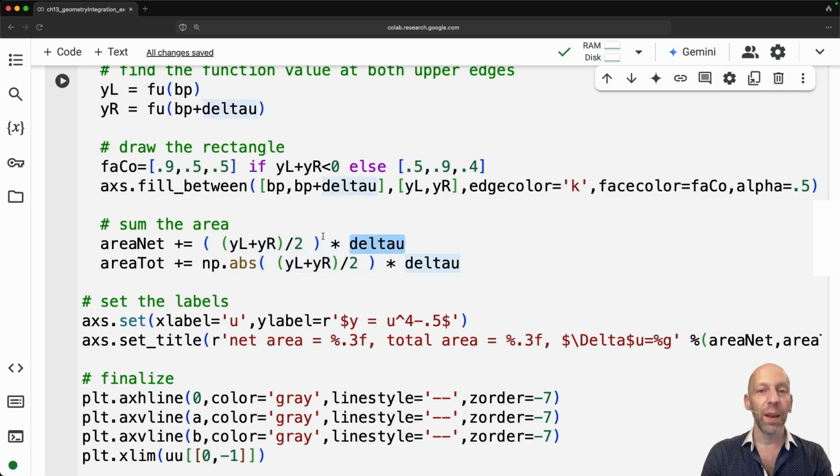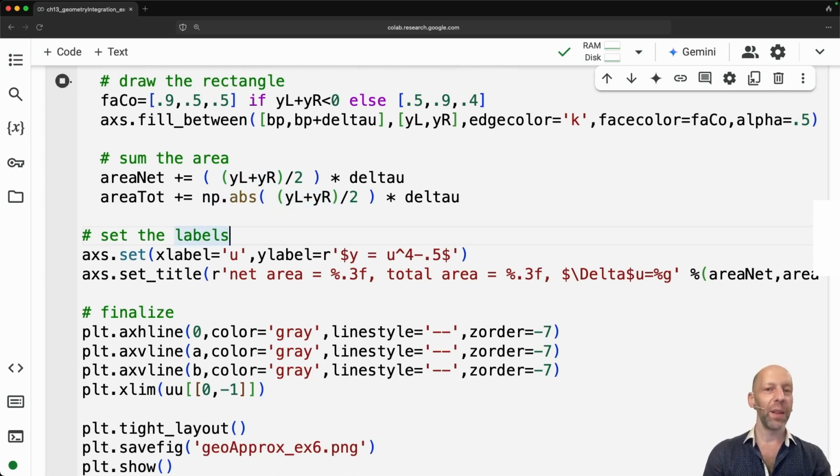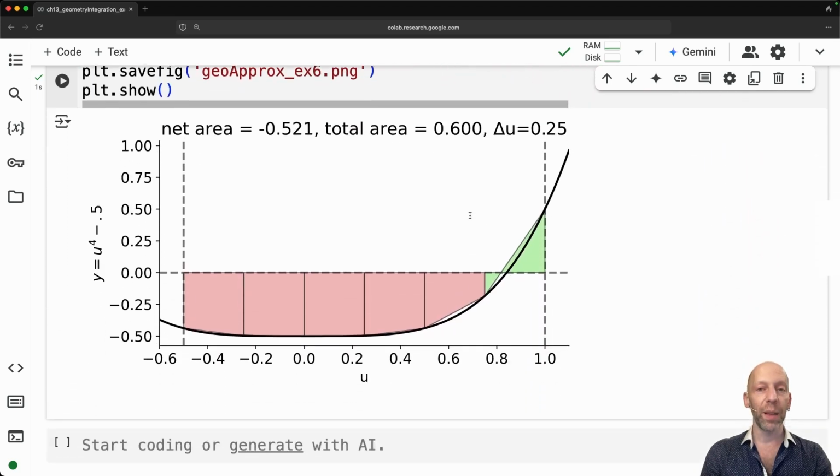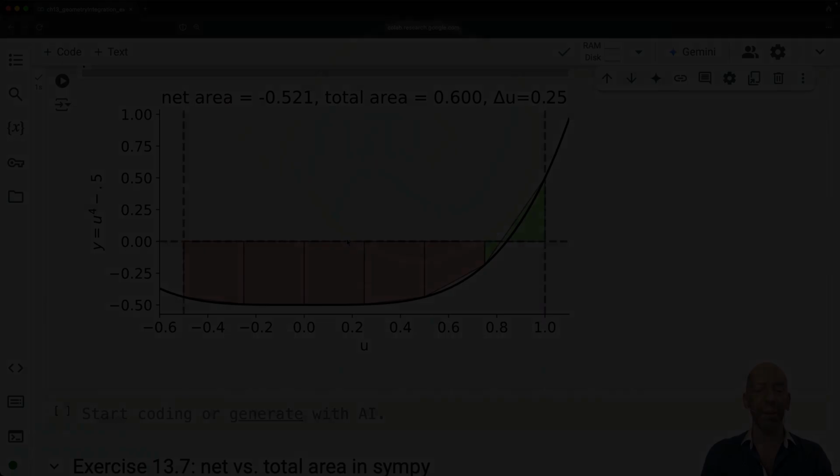It's the width times the height, and the height is the average of the two upper corners. So it's either that raw average, which would be for the net area, and the total area is exactly the same calculation, but we take the absolute value instead of just the raw value. Okay, I hope that's all clear. This is essentially just translating from the math that I described in the book into Python code, and here we see the figure.